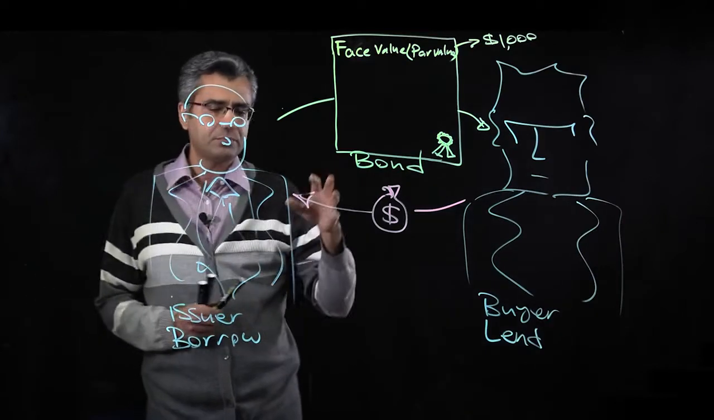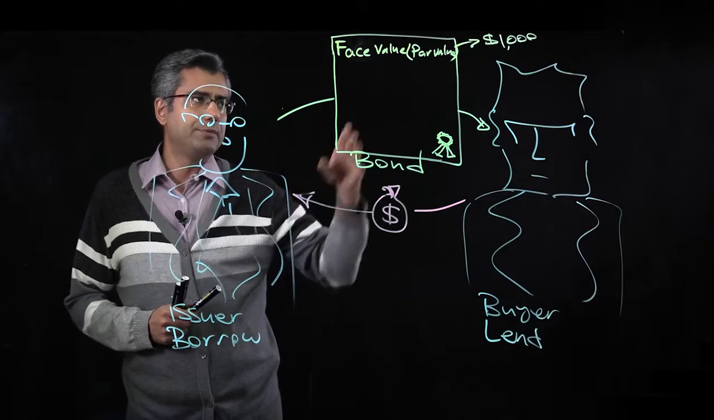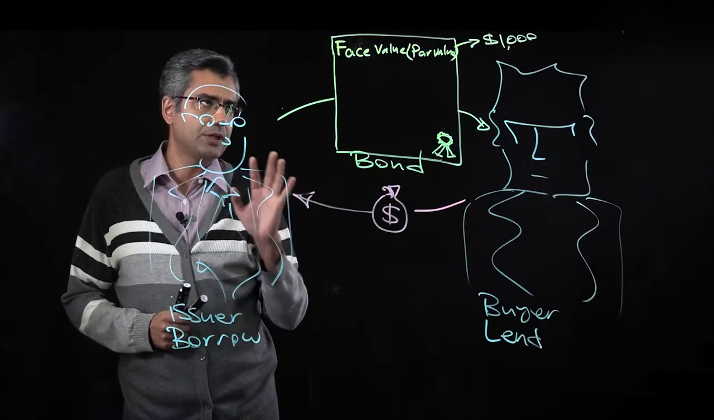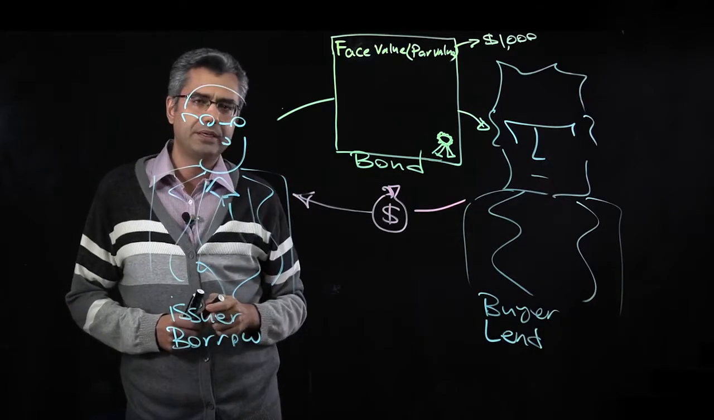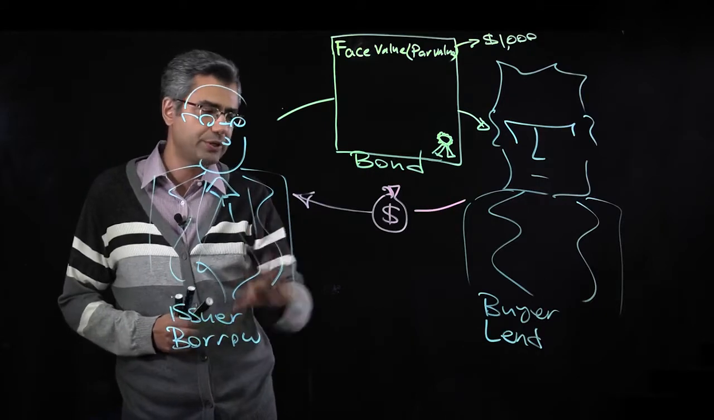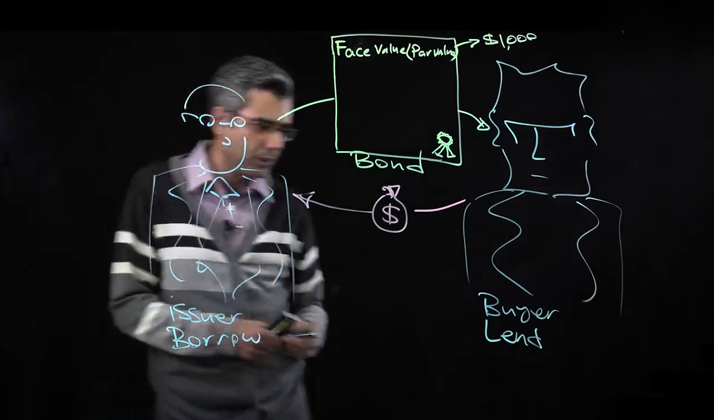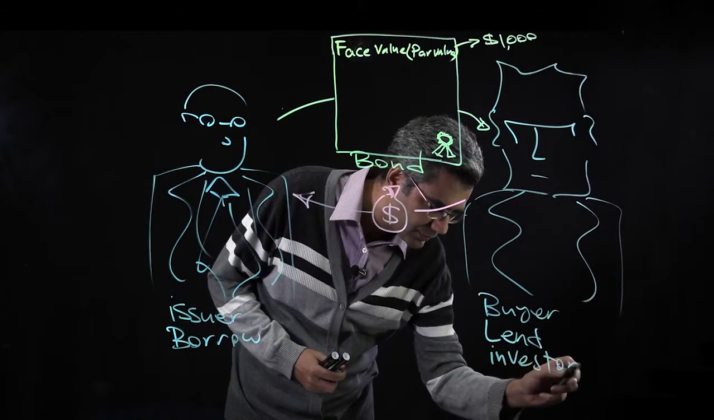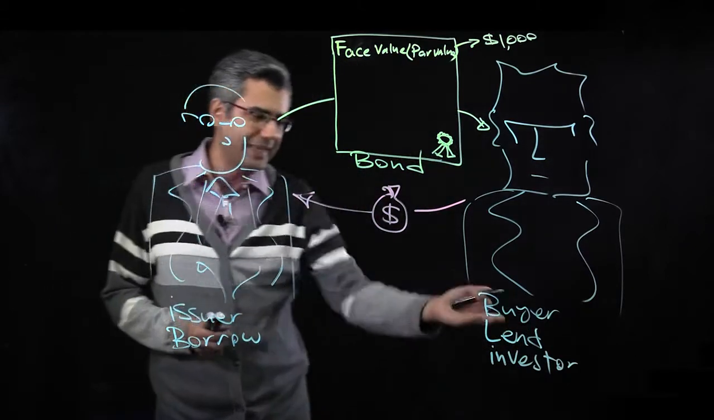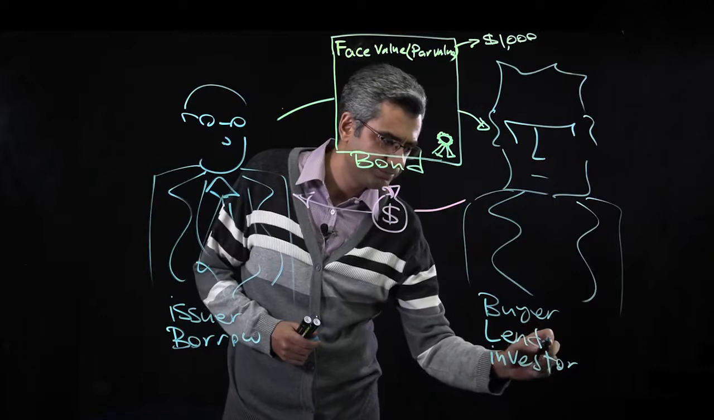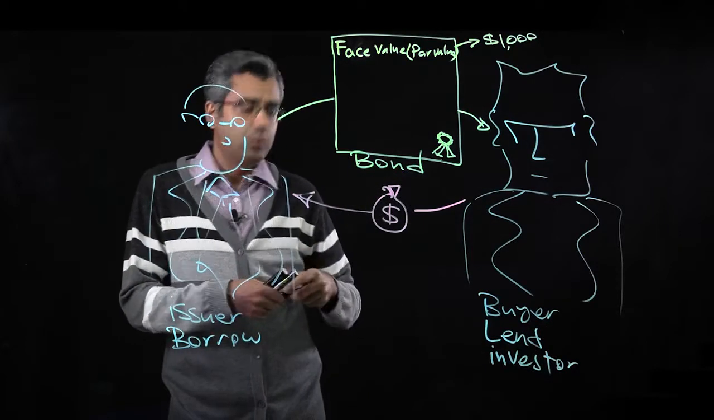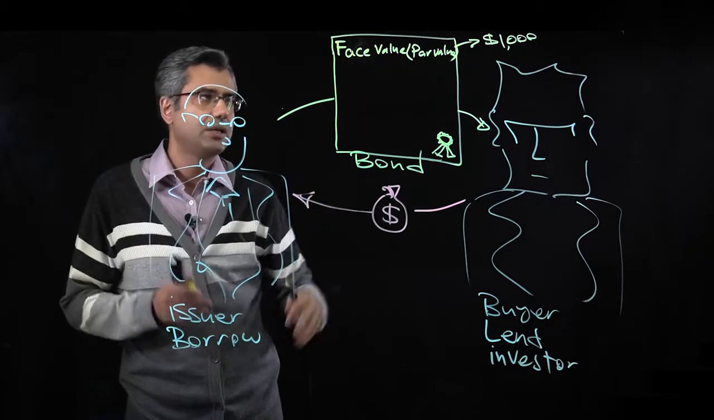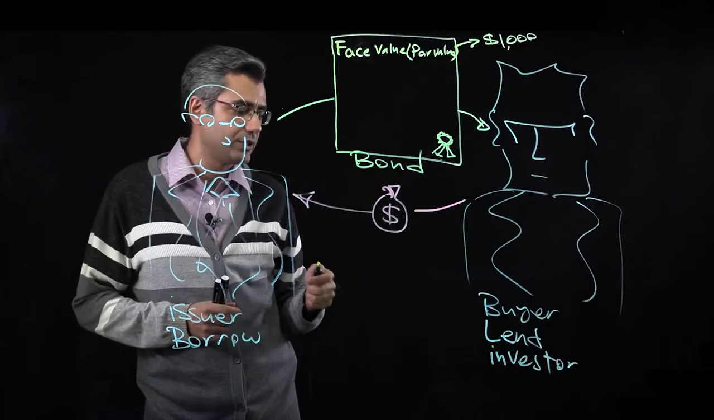This means that at the end of the maturity, the issuer or borrower needs to pay to the investor $1,000. So here I add one more thing: investors, who lend money, right? Anyway, one thing mentioned on the contract is face value or par value. The par value is fixed, and in most cases for corporate bonds it is $1,000.